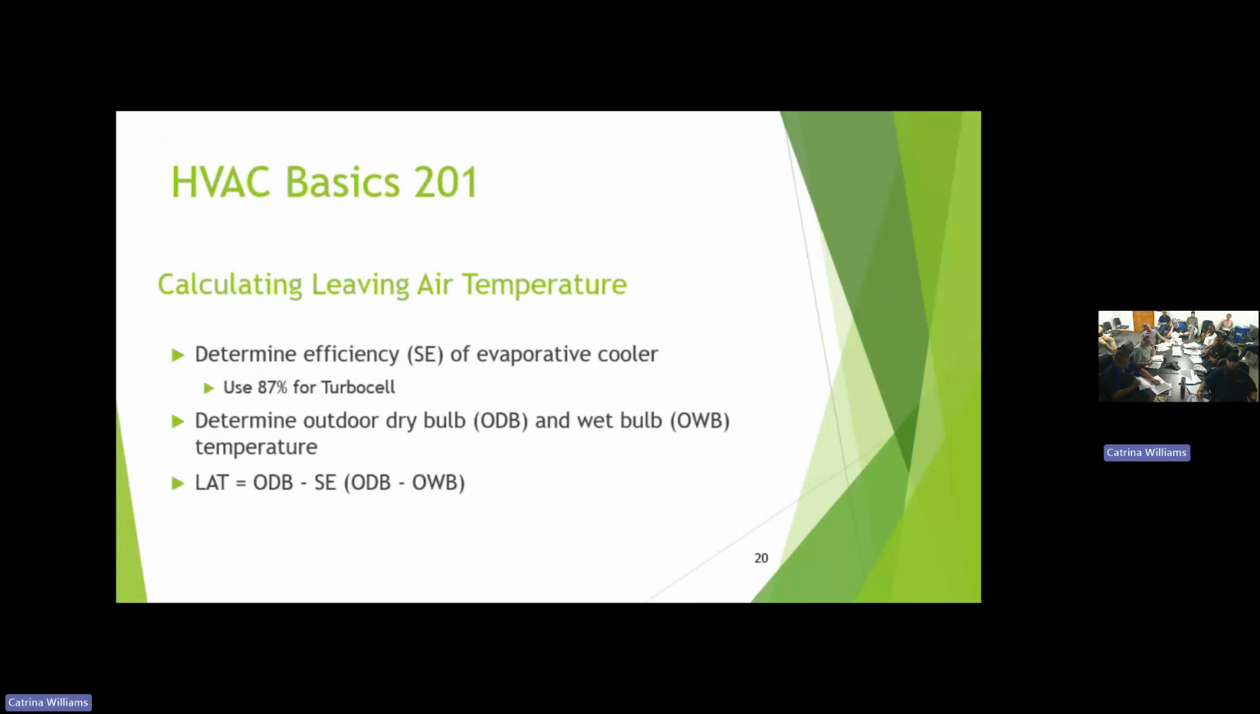But on our units, with the velocities we're putting through, it's nominal 90%, but the true 87% is what we use for our calculations. So what we do now: the leaving air dry bulb temperature equals the outdoor dry bulb minus the saturation efficiency times the wet bulb depression. You take the saturation efficiency times the depression.